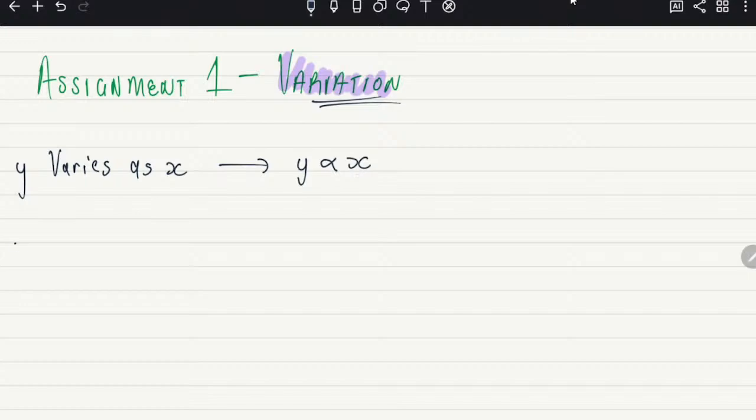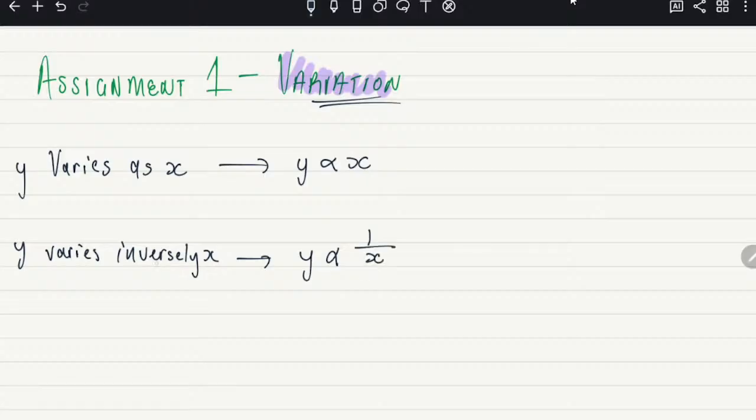If you see the word inversely, this is what you do. If they say y varies inversely as x, you say y is proportional to 1 over x. If they say y varies inversely as x squared, it will be y is proportional to 1 over x squared. If it's inverse, then it's going to be 1 over. That's step number 1.